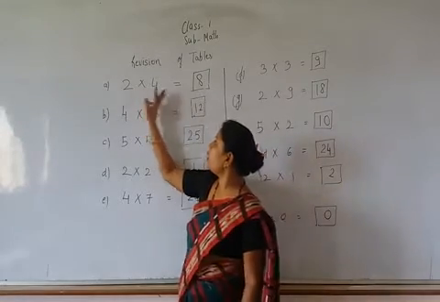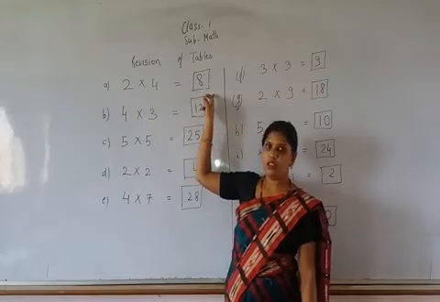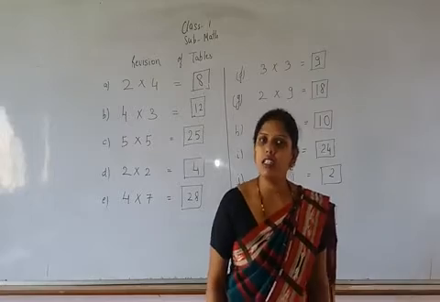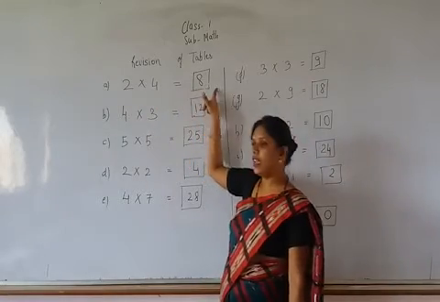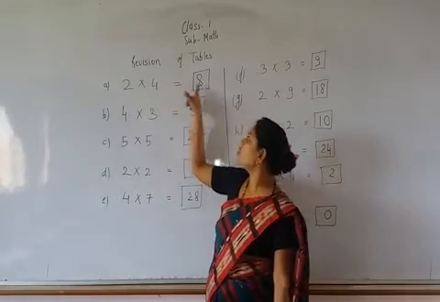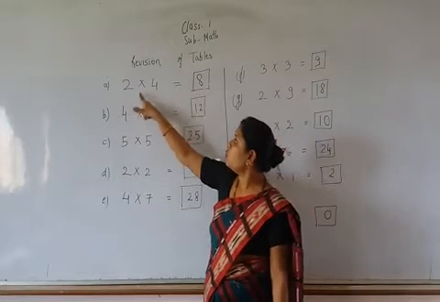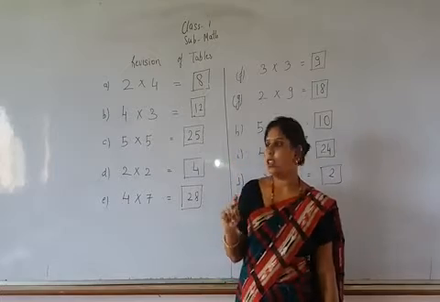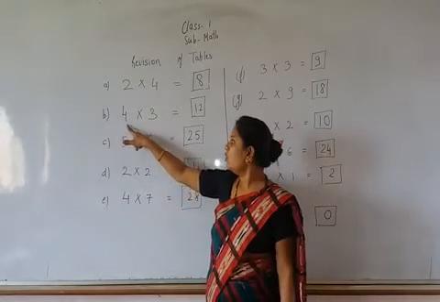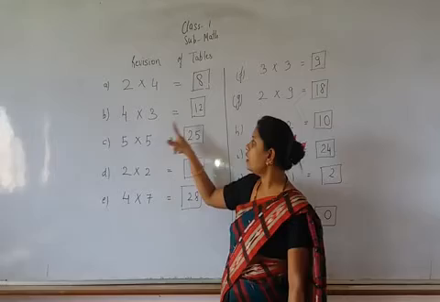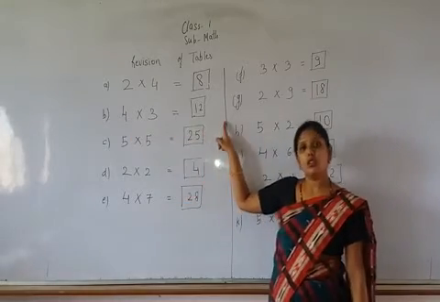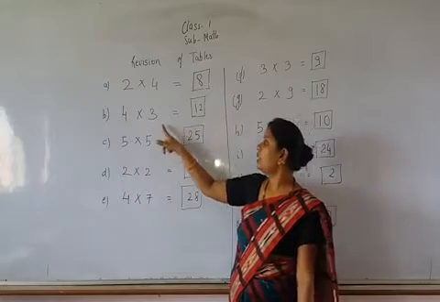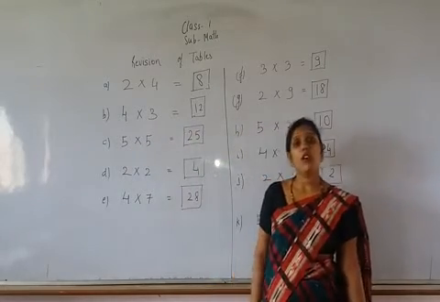So in both ways you can check your answers. 2 4s are 8 and 4 2s is also 8. Now see B. 4 3s are 12 and 3 4s is also 12.